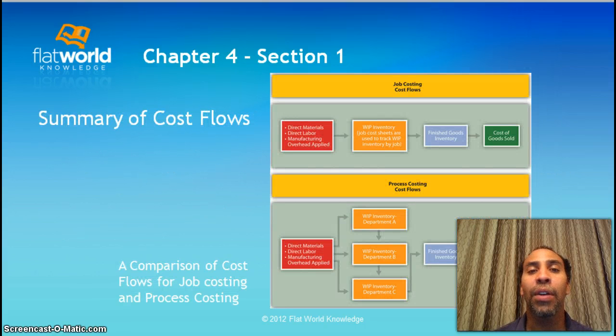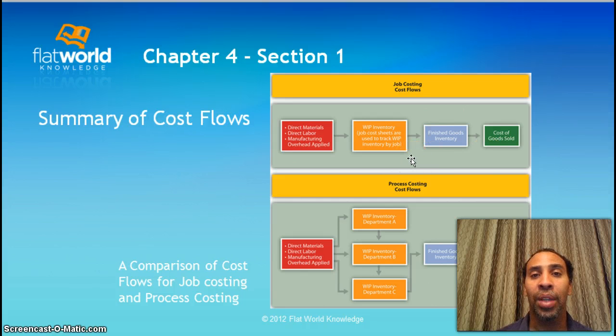So here's a very good diagram of the summary of cost flows. Job costing right up here at the top. Job costing cost flows show direct materials, direct labor, manufacturing overhead applied. It goes to work in process inventory. Job cost sheets are used to track work in process inventory by job. Goes to finished goods inventory, and then it goes to cost of goods sold. So remember, it's finished, not yet sold, still shown as an asset, but then it's actually shown as a cost or money going out of the company when it's sold, just cost of the goods sold.